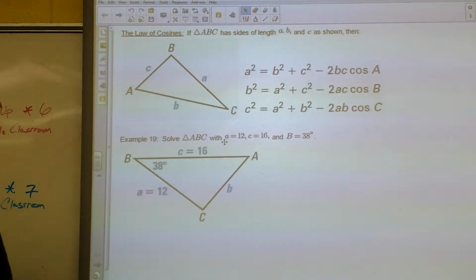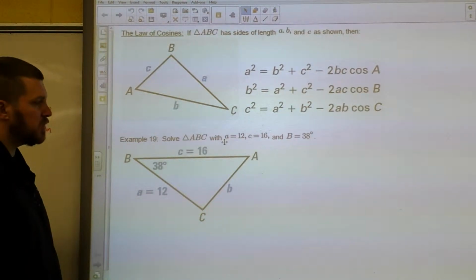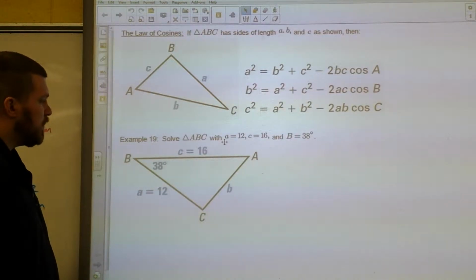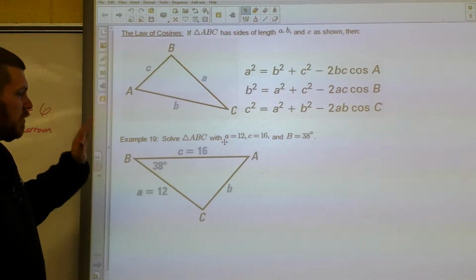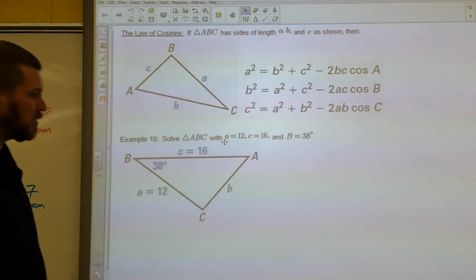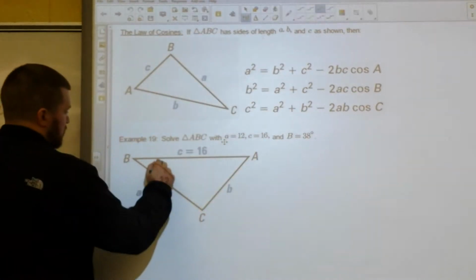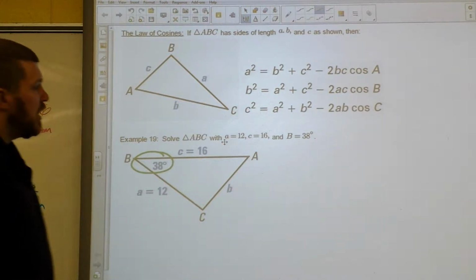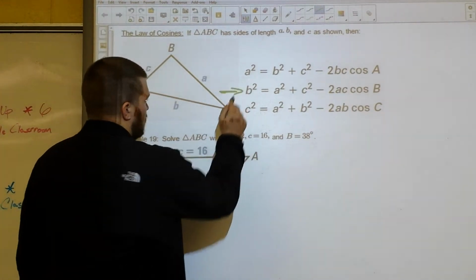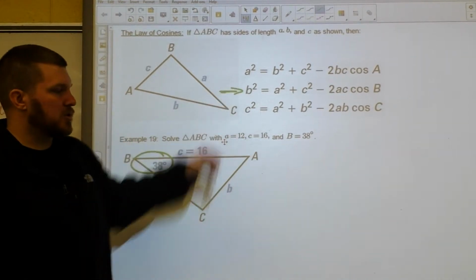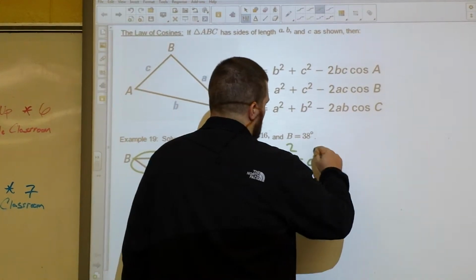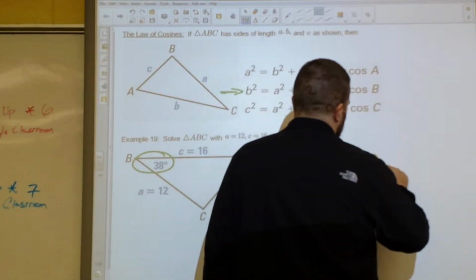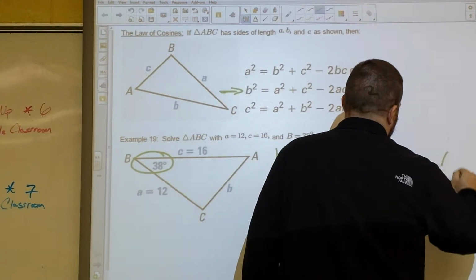So in example 19, we're going to solve triangle ABC, and we're given some information. We're told that side A is 12, side C is 16, and angle B is 38 degrees. Again, you always start off with what angle you're given. In this problem, we're given angle B. I like to circle the angle I'm given, that way I know to focus on it. Since I'm given angle B, I'm going to write my formula this way: B squared equals A squared plus C squared minus 2AC times the cosine of angle B.